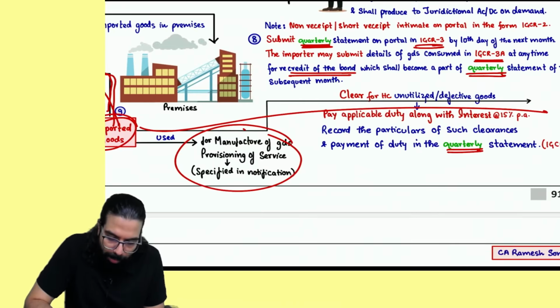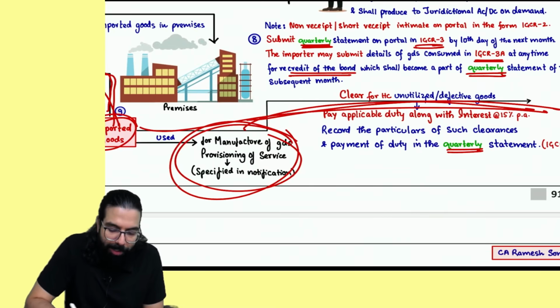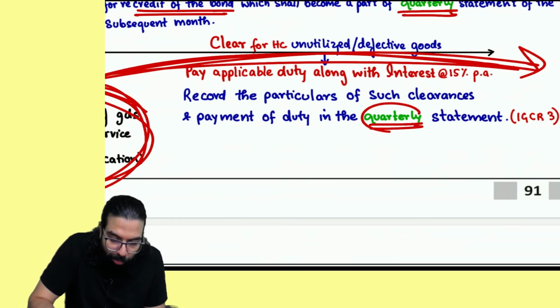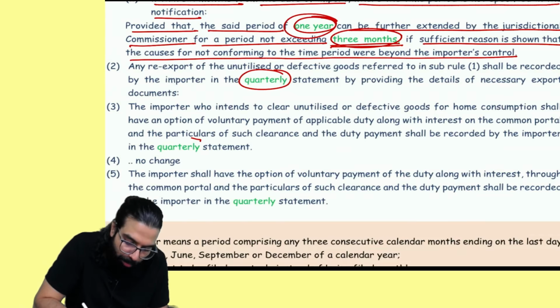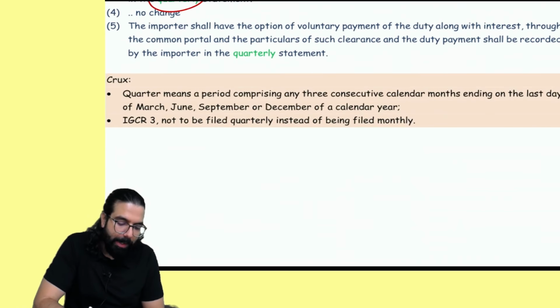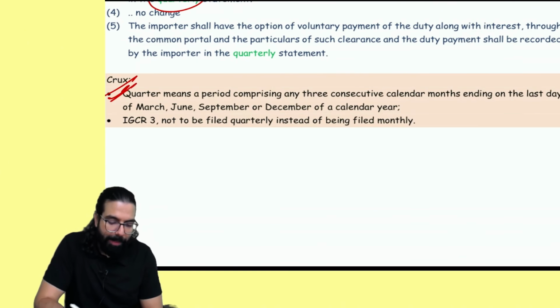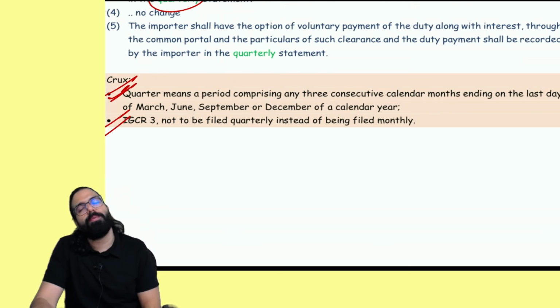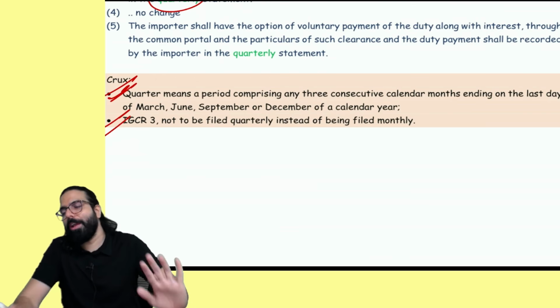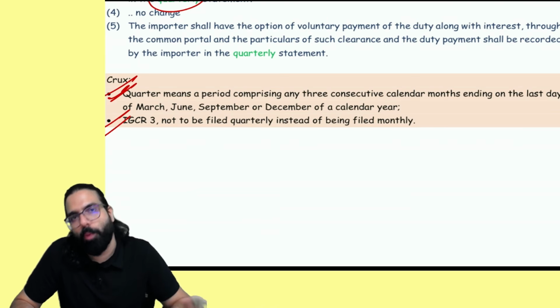Everywhere. Sir, can I clear the goods for my home consumption? Yes. If you're not using it for your specified purpose, you can clear it in India also, but that detail also should go in your quarterly statement. Everywhere where monthly was there, quarterly. First of all, the definition has been given. The IGCR statement, which was to be filed monthly, has now been made quarterly. Everywhere where monthly statement was there, now it has become quarterly.